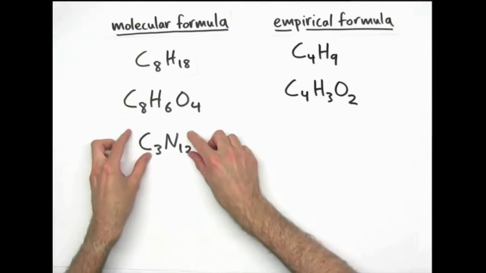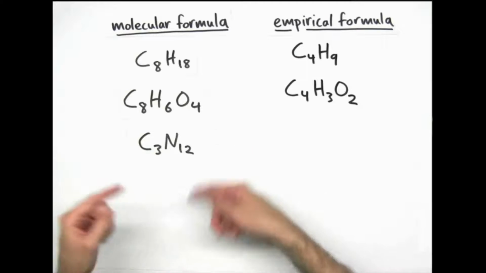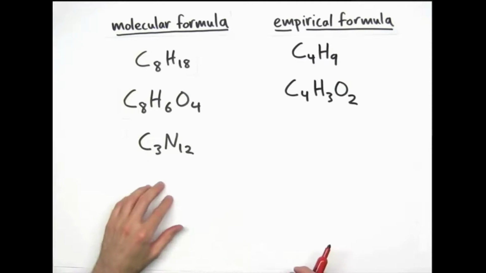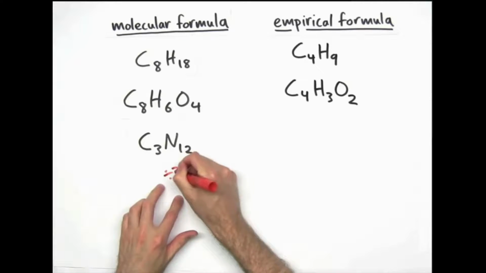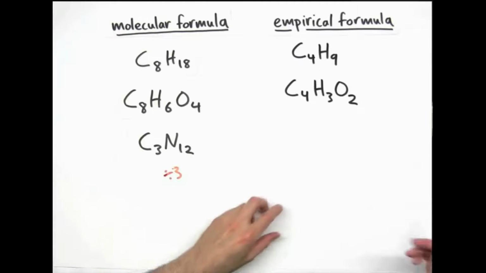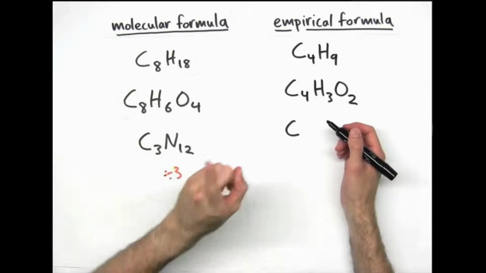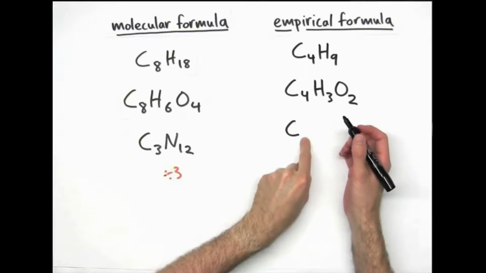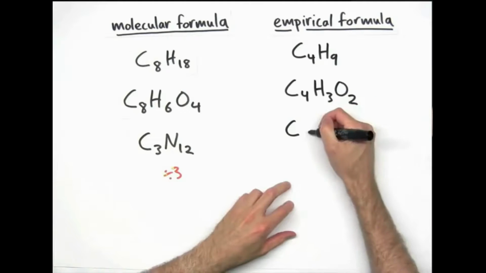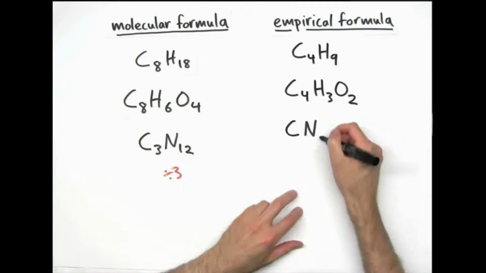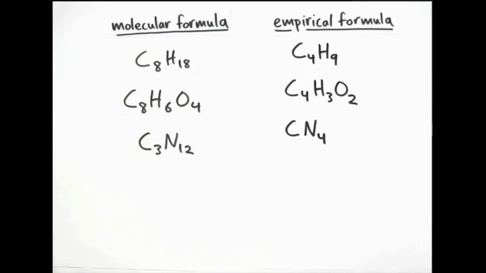How about with this one? C3N12. What can we divide everything by here to reduce it down, okay? Both 3 and 12 are divisible by 3, so we'll divide these by 3, and we'll get C. 3 divided by 3 is 1, but remember when we're writing chemical formulas and we have a 1, we just don't write anything. So it's just going to be C, and then it's going to be N. 12 divided by 3 is going to give us 4, so this is the empirical formula.